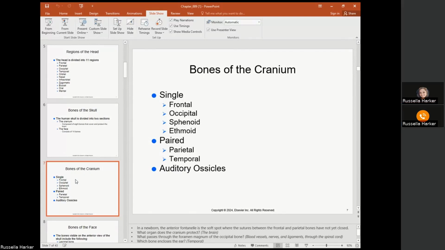And auditory ossicles: the middle ear is composed of 3 tiny bones named the auditory ossicles. Each ear contains 1 malleus or a hammer, incus or an anvil, and stapes or a stirrup. These bones transmit vibrations caused by sound waves from the eardrum, and that's how we hear.